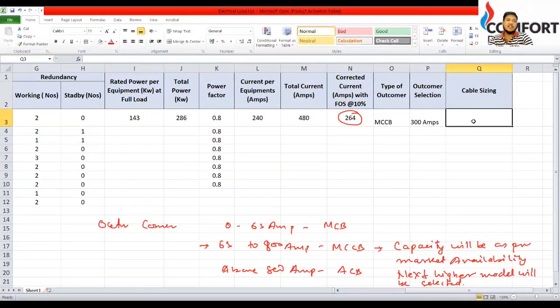Now, for cable sizing, we will be just illustrating it. Cable sizing will be in core and square mm. So it will be like this: core multiplied by square mm. This we will be learning in the basics of electrical. Although it can be done by the electrical engineers also, we have to decide how much core and how much square mm, and then we have to write the material also, whether it is copper or aluminum.